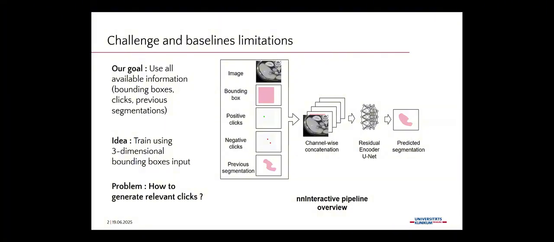We also had the idea that the original NN Interactive V10 used 2D slices and didn't have 3D information for the bounding box. So we thought we could get better by using the 3D bounding box that we have in this kind of challenge. One of the problems was knowing how to generate the relevant correction clicks during training.